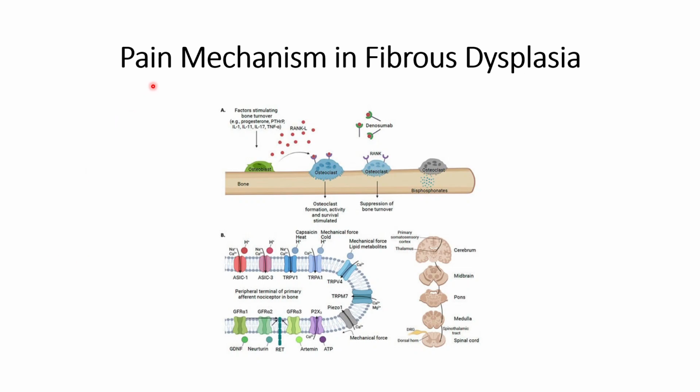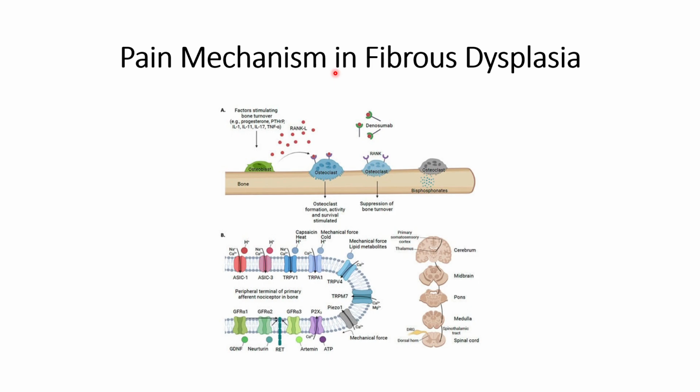In this video, we will discuss the pain mechanism in fibrous dysplasia. So let us first understand what fibrous dysplasia is. Fibrous dysplasia is basically a problem related to bone, in which a genetic mutation in a particular gene leads to abnormal bone formation that might cause pain and other problems. So in this video we will discuss some of the pain mechanisms involved.